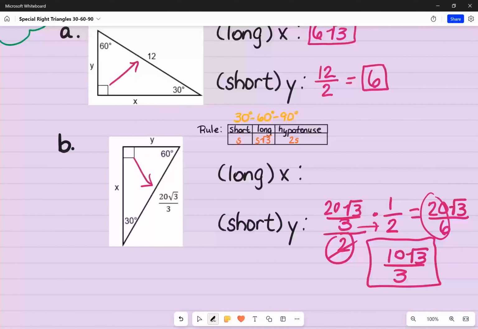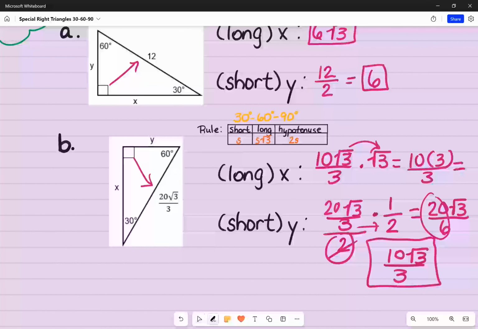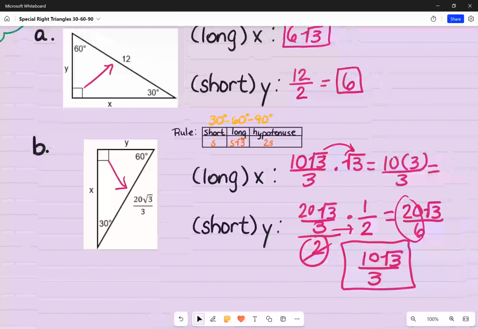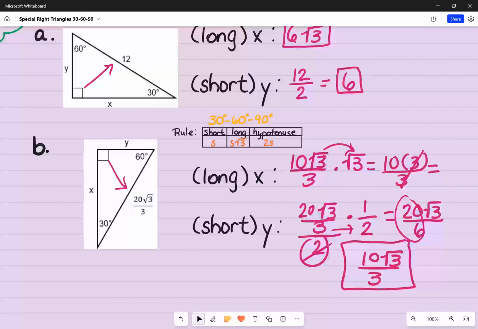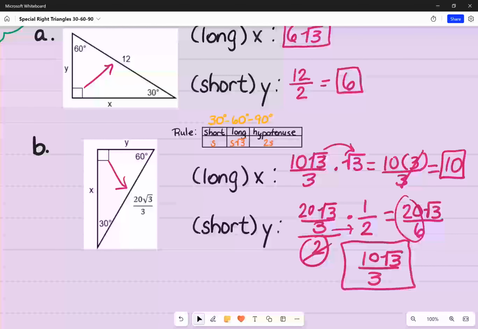Now to find my long side, I have to multiply that s times radical 3. So that will look like 10 root 3 over 3 times root 3, which is my rule. So this is really 10 times 3 all over 3. I can see that I have a 3 in the numerator and the denominator, so I can just go ahead and get rid of it, and I'm left with 10. That's the easiest way to do it. Otherwise, you could have said 10 times 3 is 30, and then 30 divided by 3 is 10.